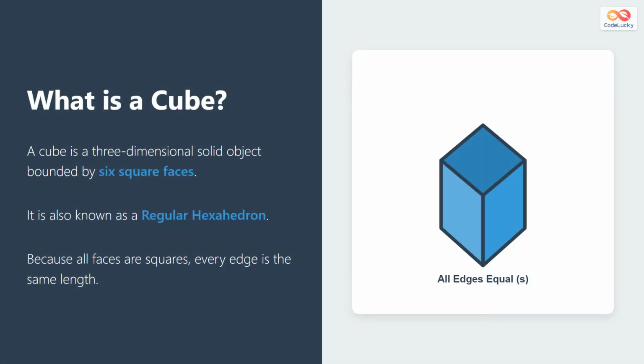So, what exactly is a cube? In geometry, a cube is a three-dimensional solid object bounded by 6 square faces. It is formally known as a regular hexahedron. The most important thing to remember is that because all the faces are squares, every single edge of a cube is exactly the same length.